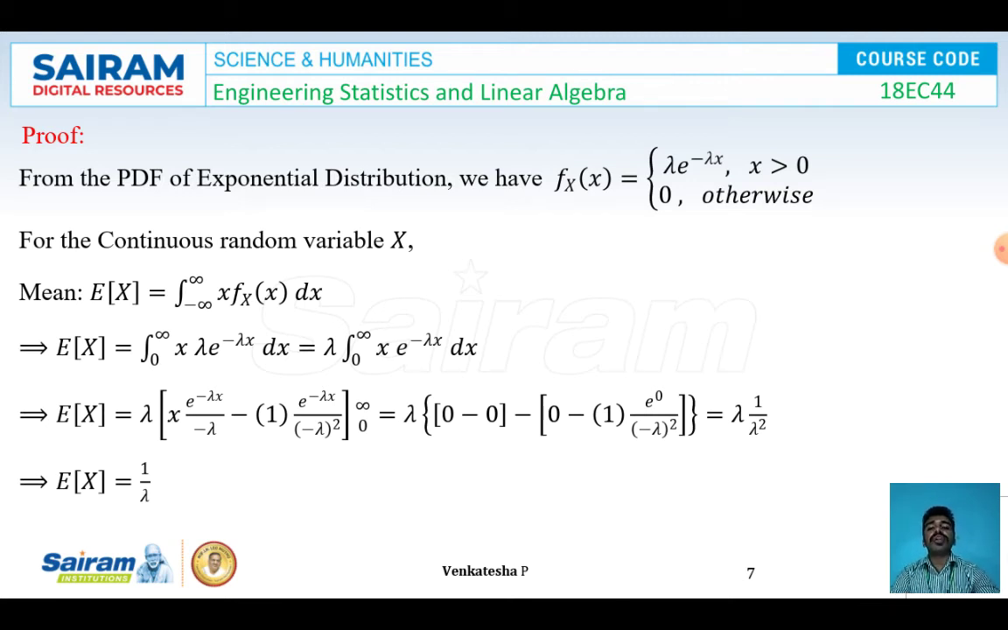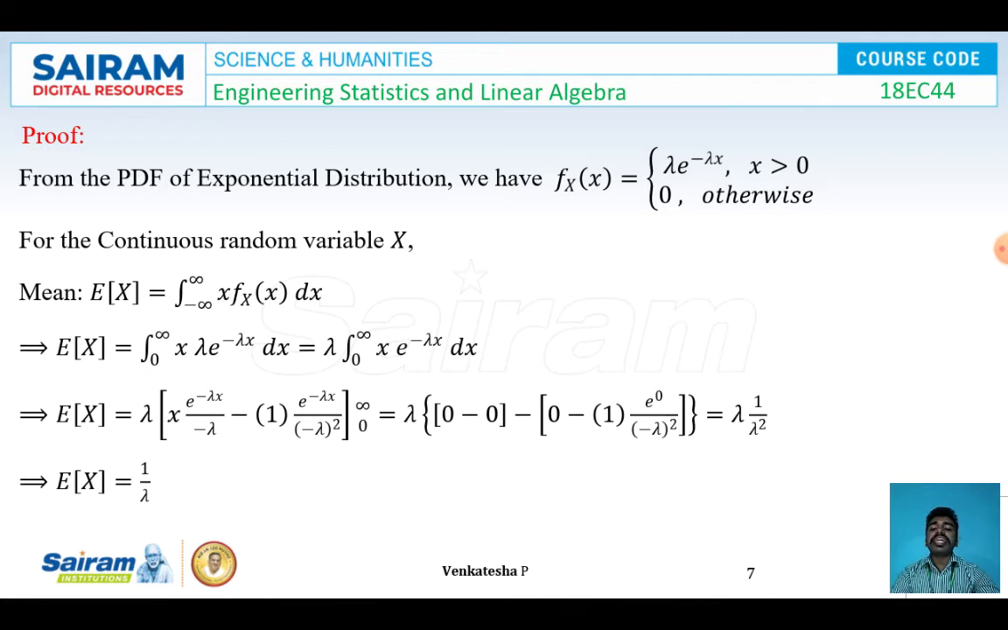Since x is a continuous random variable, I'm going to use the mean formula for a continuous random variable, that is, expectation of x is equal to integration from minus infinity to plus infinity of x into fx of x dx. In place of the density function, I'm going to use lambda e power minus lambda x between the limits 0 to infinity. So I'll get expectation of x is equal to integration 0 to infinity of x into lambda e power minus lambda x dx. Since lambda is a constant, I can take lambda outside. I get lambda into integration 0 to infinity of x into e power minus lambda x dx.